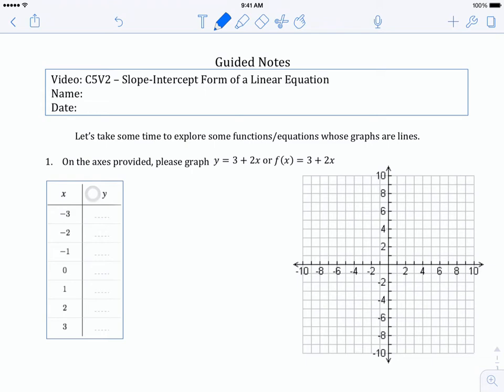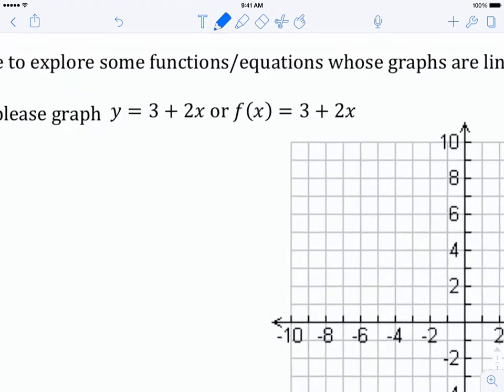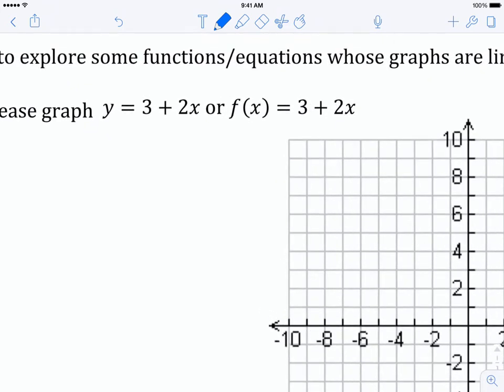So the question here is, how might we graph y equals 3 plus 2x, or equivalently, you could call this f of x equals 3 plus 2x. I just want to make sure we're very comfortable handling something given in function notation. If you see something like f of x equals 3 plus 2x, you can also just consider it something like y equals 3 plus 2x.